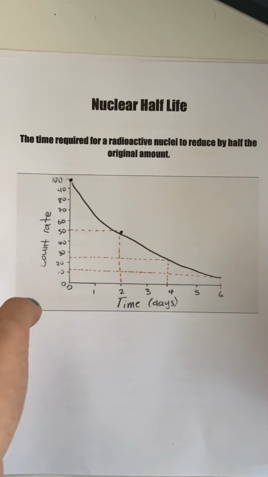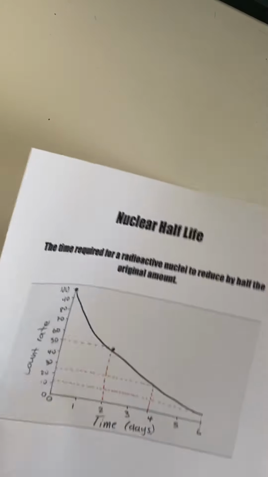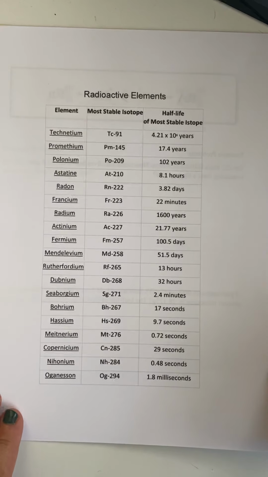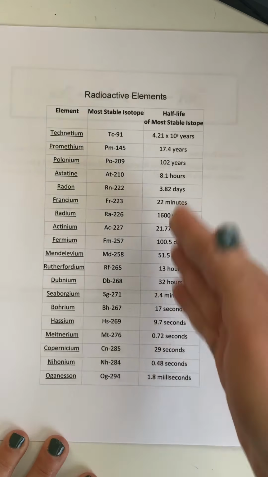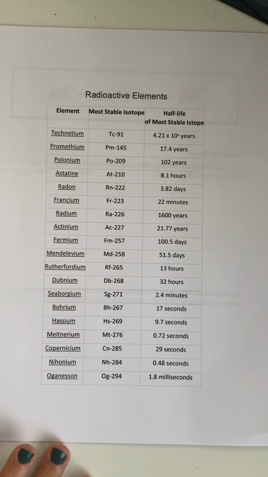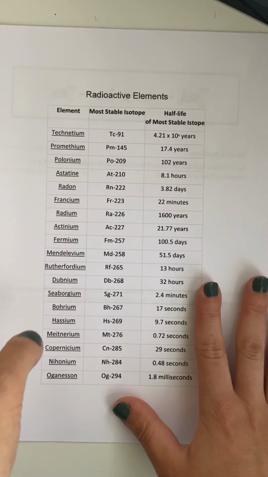So with simple concepts comes a bunch of example problems. I definitely wanted to show you a list of a couple of radioactive elements and their accompanying half-lives. As you can see, a lot of different time frames here. Some take forever to decay, and others can decay in about 1.8 milliseconds. So there is a multitude of different half-lives depending on what type of element you're dealing with.